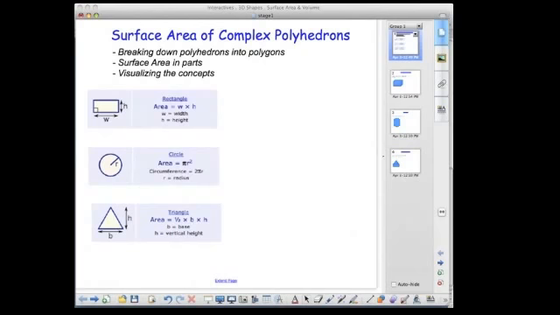So our objectives for today are we're going to break down the polyhedrons, which are our 3D shapes, into polygons, which are 2D shapes. And basically what we're doing is we're going to smush the polyhedrons down into their basic format or into a shape that we can see all of the sides at one time. That'll help you to visualize what areas you need to solve for in order to find the total surface area of a three-dimensional figure. So I've got a couple formulas here: a rectangular area, the area of a circle, and the area of a triangle.